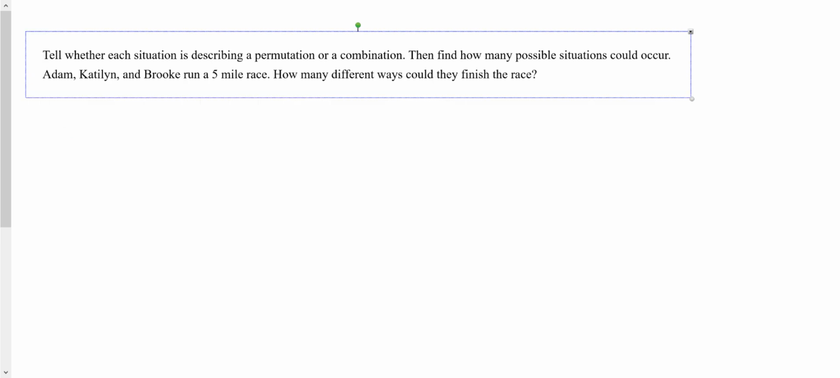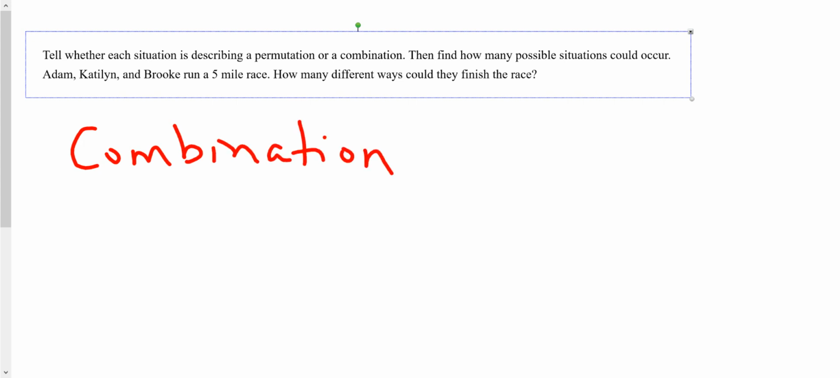Tell whether it's a permutation or combination again. How many situations? It says Adam, Caitlin, and Brooke run a 5-mile race. How many different ways could they finish? Now, it's not saying first, second, and third place or anything like that. It just says, how many different ways can they finish? So this is also going to be a combination.